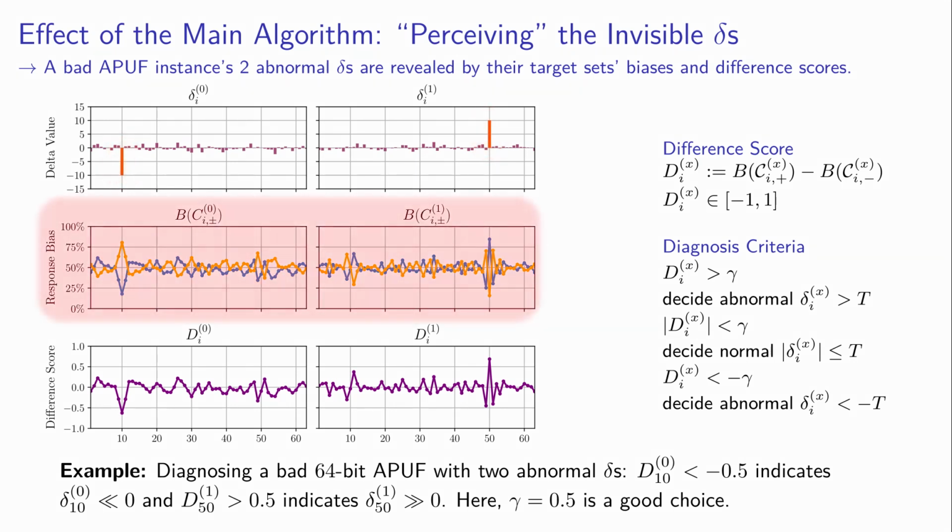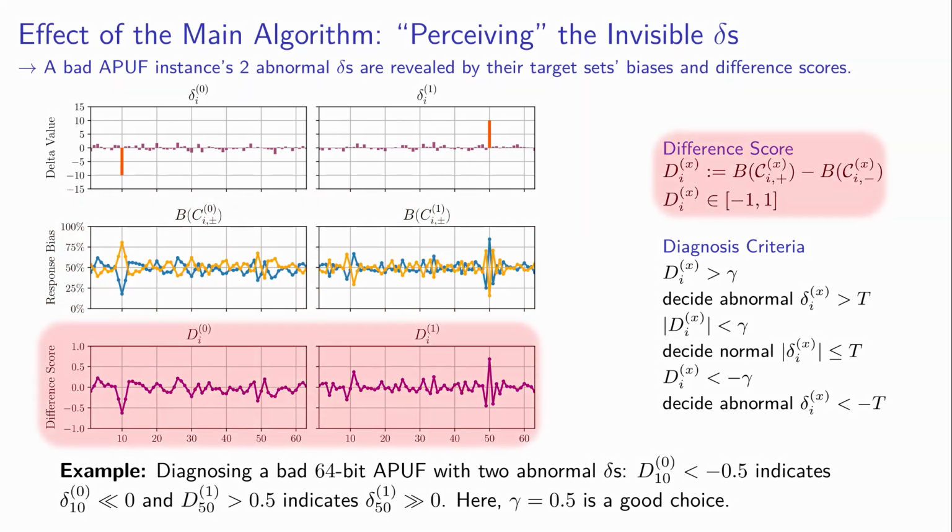The second row shows all of the response biases calculated using the target sets at each stage. A large increase in bias can be seen at stages 10 and 50 where the faults are located. The third row shows the difference score of each pair of biases at each stage. The strong biases result in a strong bias difference, which we use for our diagnosis.